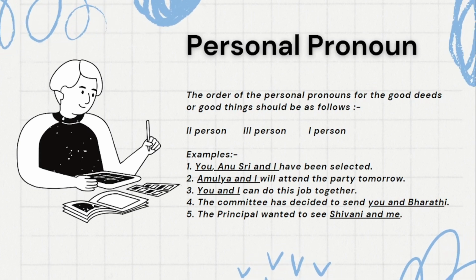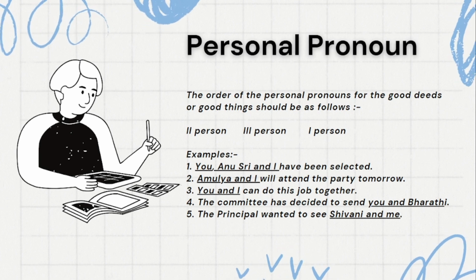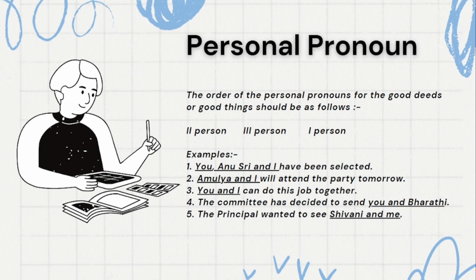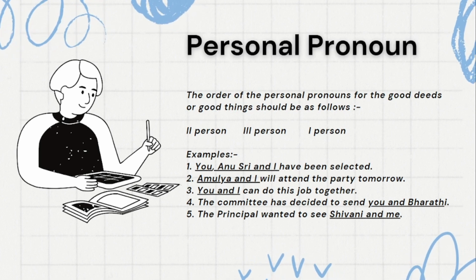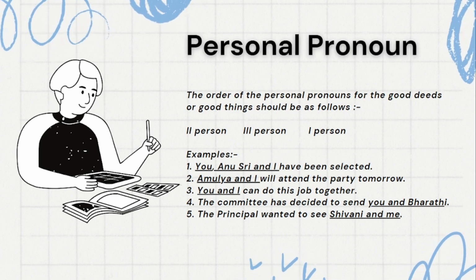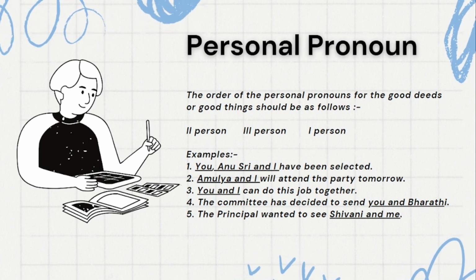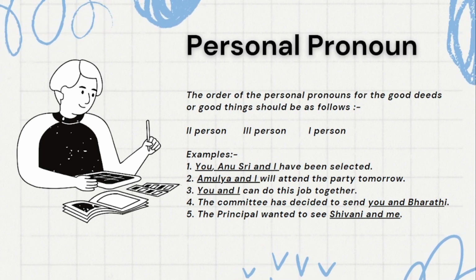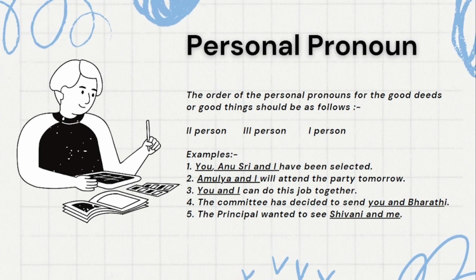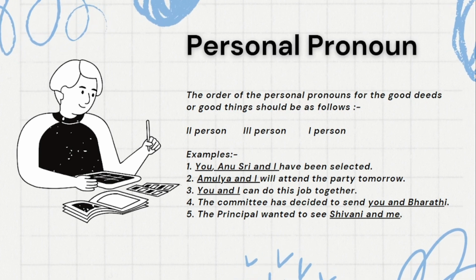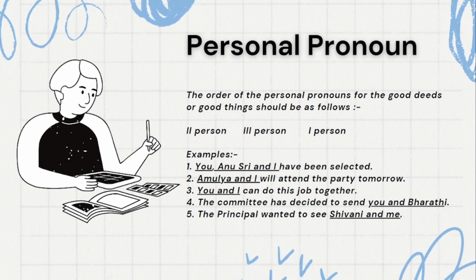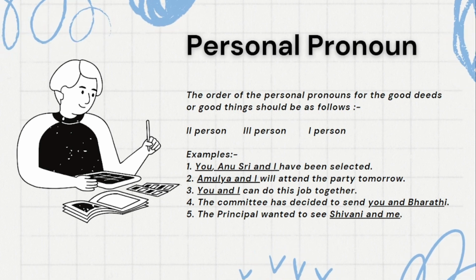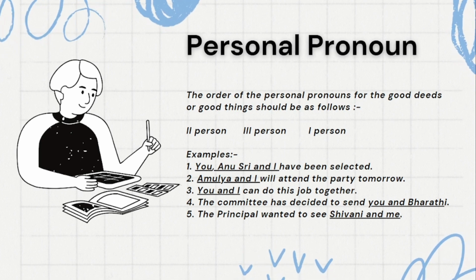Next, third example. You and I can do this job together. Does this sentence explain a good activity or not? Yes, the sentence expresses a good activity. Then the order is second person, third person, and first person regarding personal pronoun. Here in this sentence, the subject is you and I. You, second person; I, first person. We have followed that order.